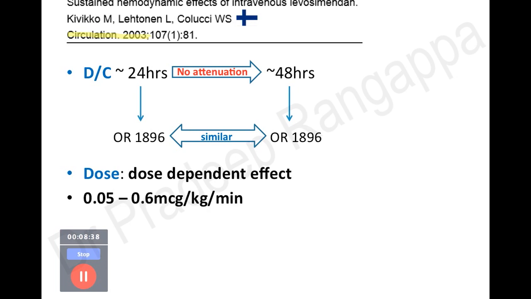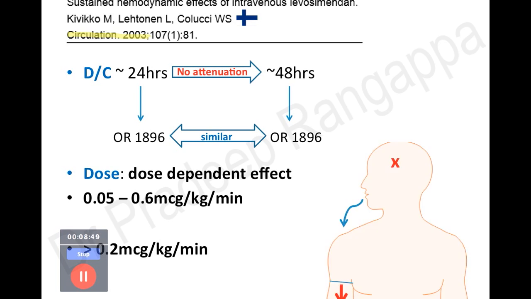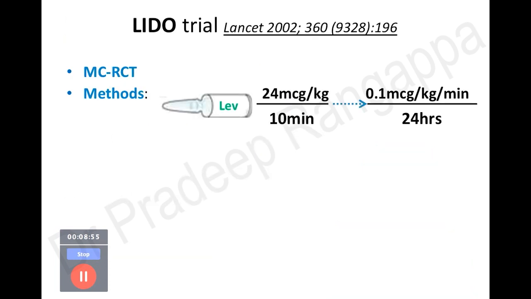And it has a dose dependent effect. Again, the dosage, as I said, is 0.05 to 0.6 micrograms per kg per minute, which is what they used. And above 0.2 micrograms per kg per minute, some of the side effects which I mentioned, headache, vomiting, and hypotension, persisted.